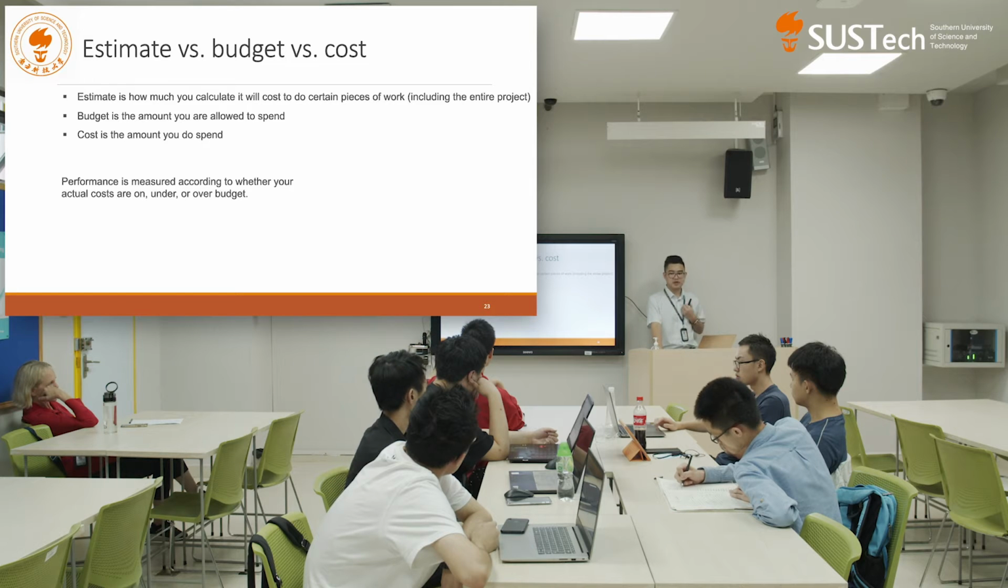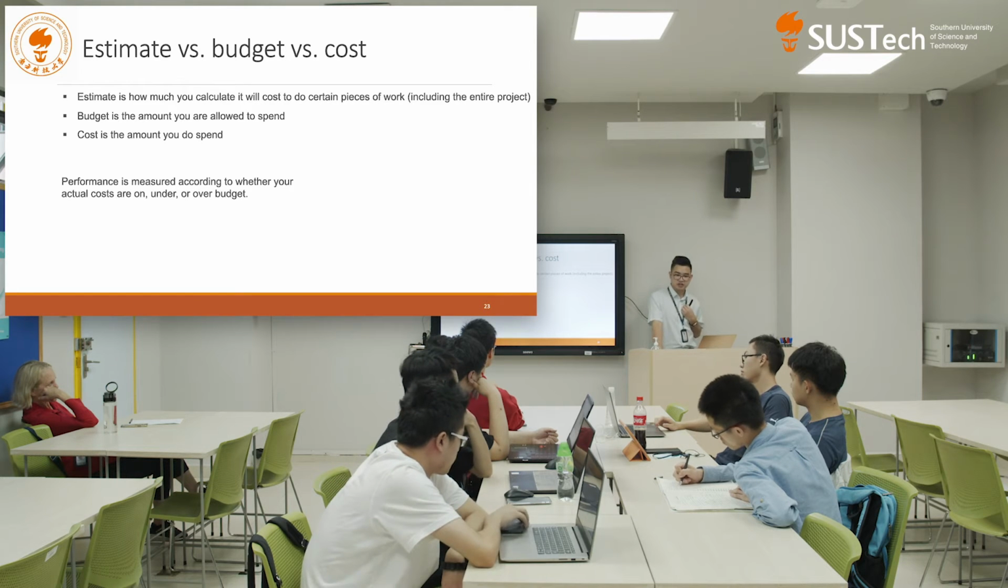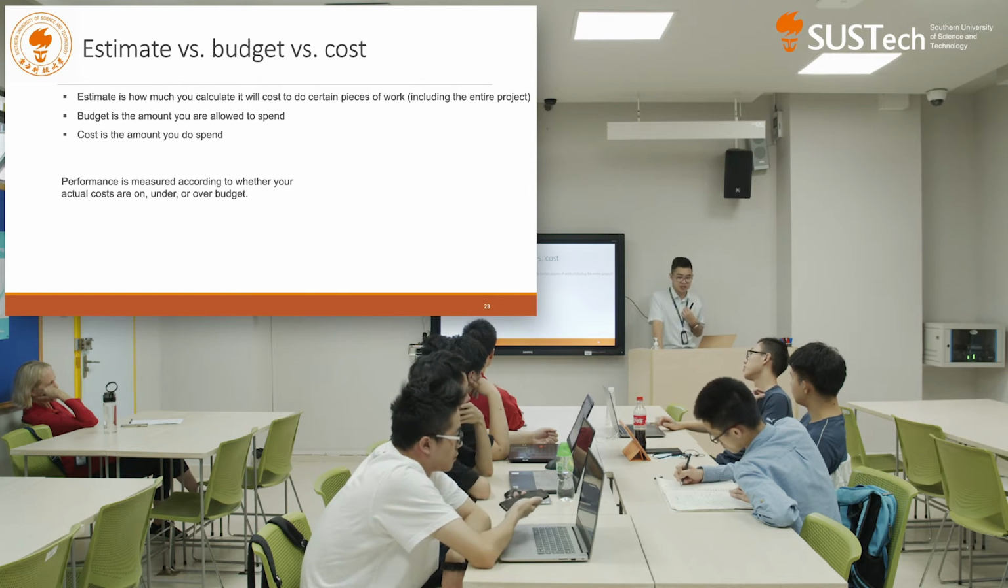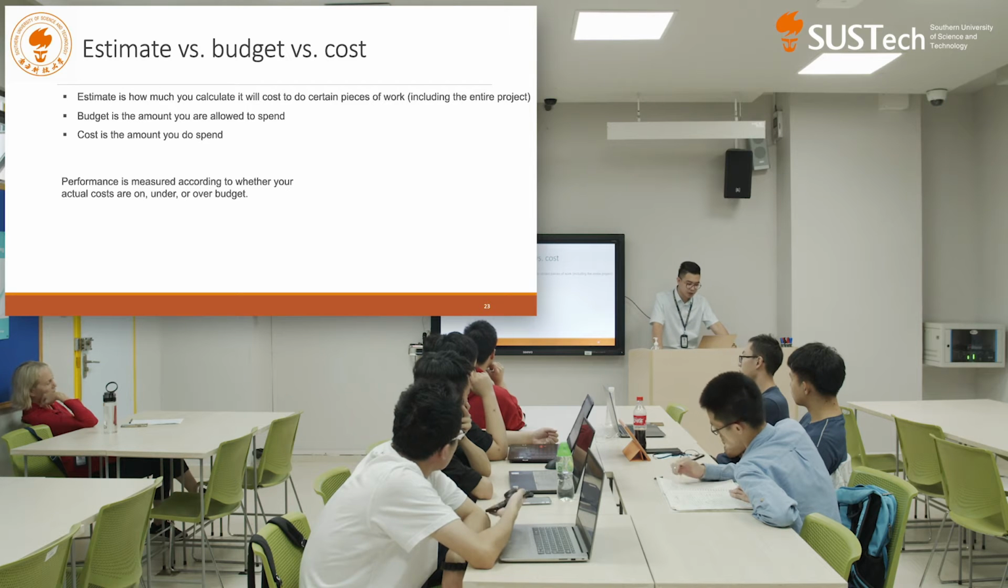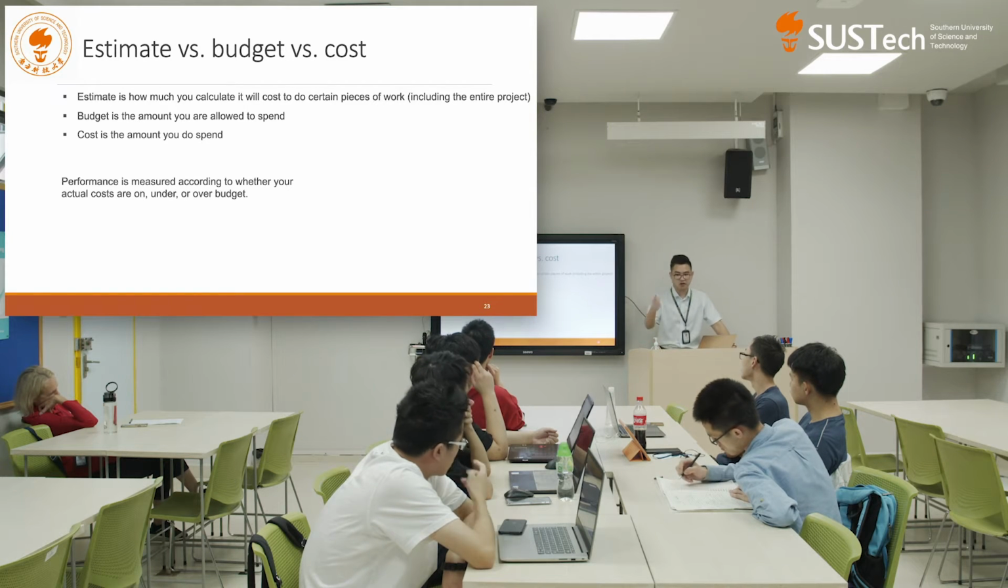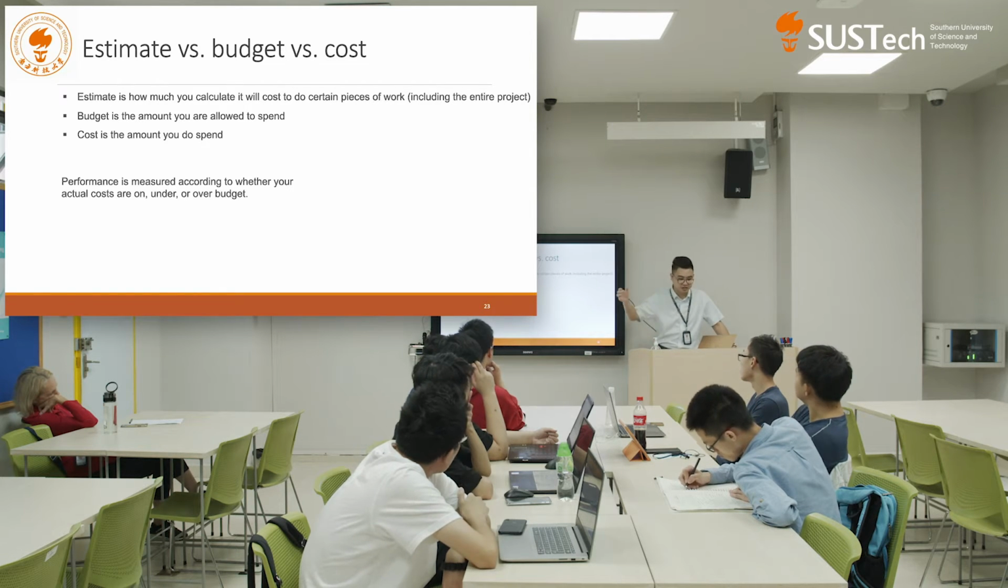So the second, the word budget. The budget is from investors. So this is not the prediction. The investor will tell you clearly how much money they are going to spend on your project. Right? It's the budget, it's the given amount of money you are allowed to spend. The cost is the money that you actually spend.